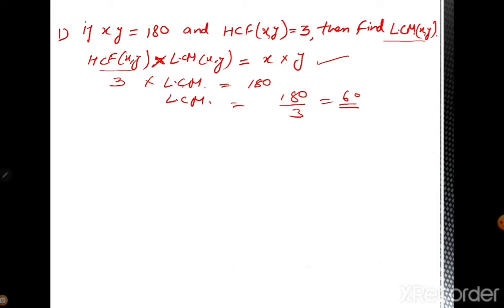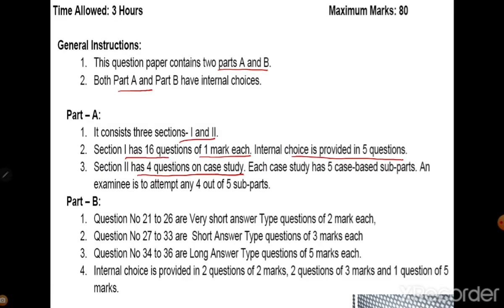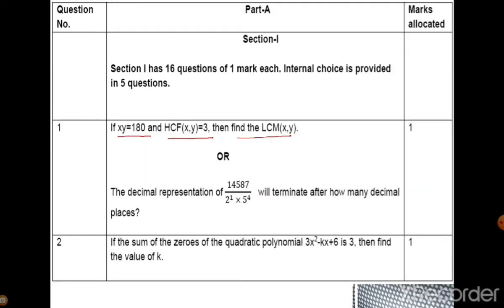So HCF into LCM is equal to the product of two numbers, and as we know the product is 180 and the HCF is 3, the LCM is 180 by 3, which is 60. 3 sixes are 18, and we got 60 here. So this is our final answer. Now come to our second question.